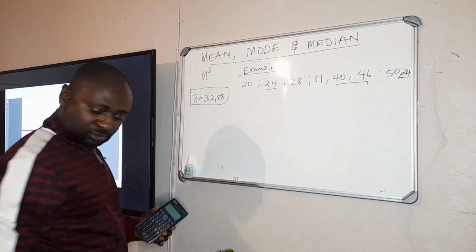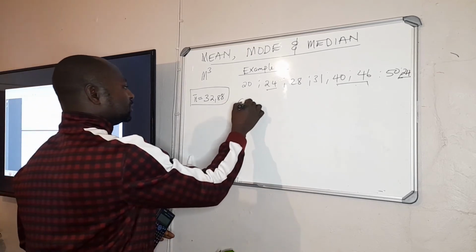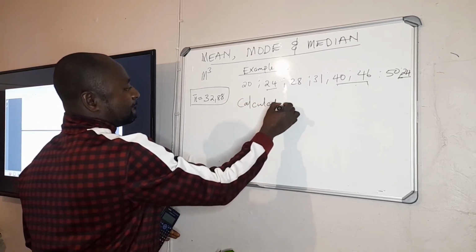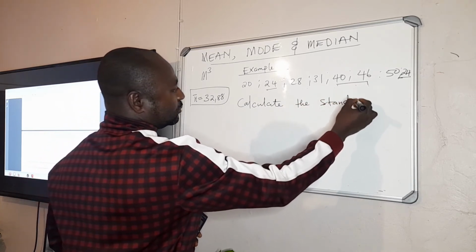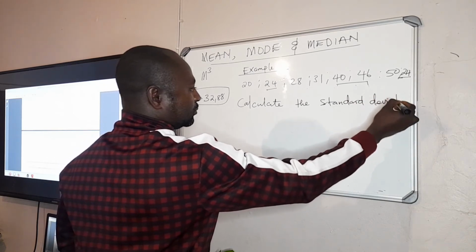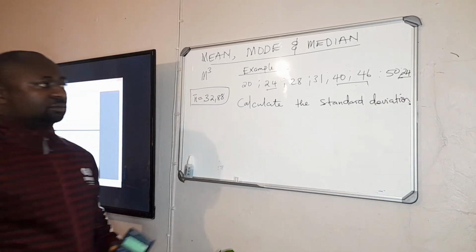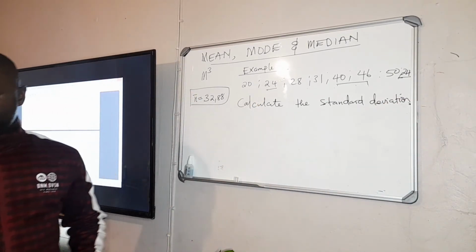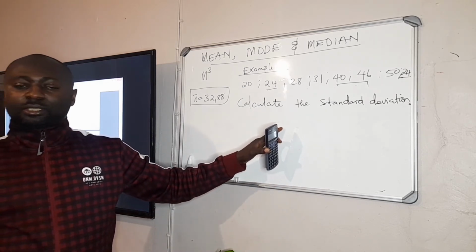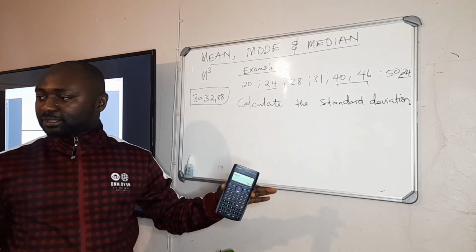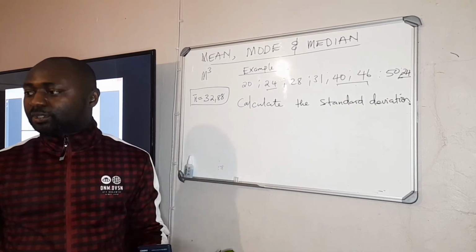So from here, the question will say calculate the standard deviation. So we have to calculate what we call the standard deviation. Here we also can use our calculator. It is allowed, and the examiners accept that when you use the calculator and you just write your calculator answer. If it's 3 marks, they will give you all the 3 marks.